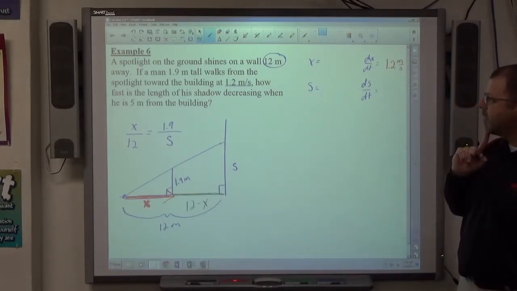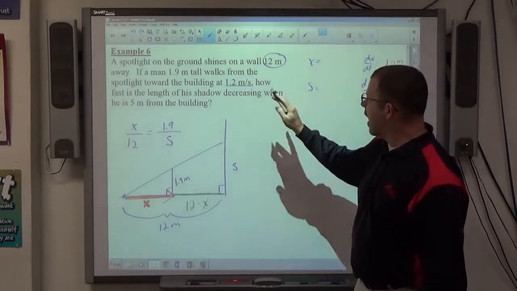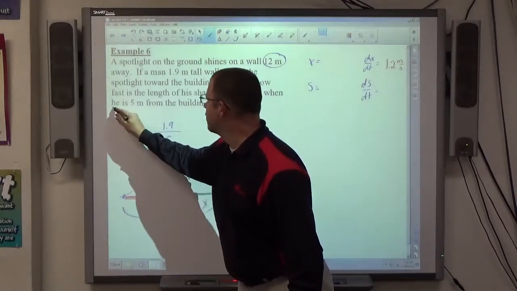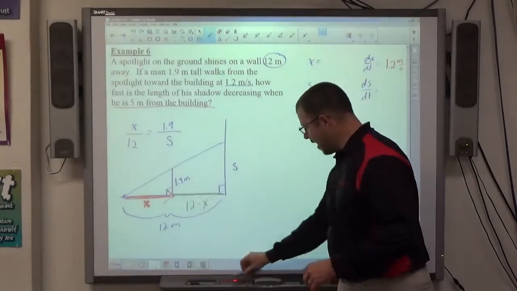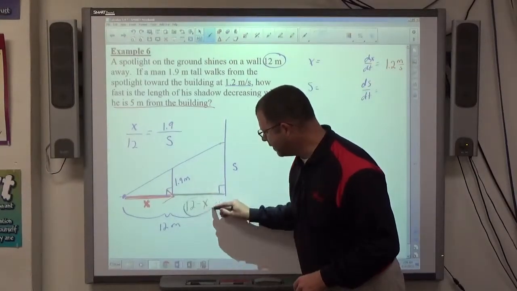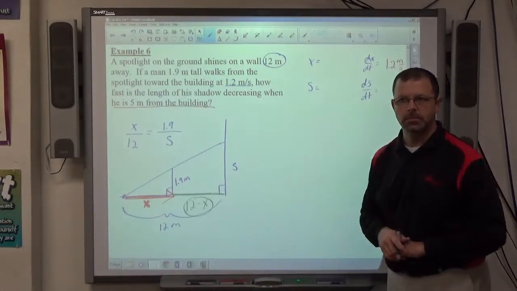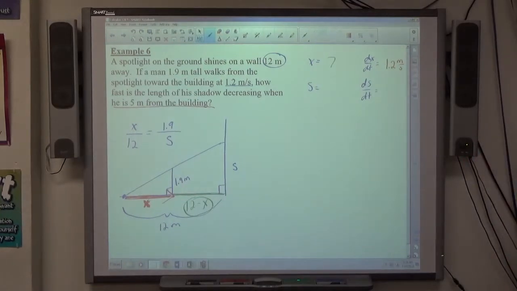All right? And the question asks us very specifically, how fast is his shadow decreasing? We're looking for ds over dt when he is 5 meters from the building. Okay, 5 meters from the building, that means that this right here is 5, right? So what does x equal? Very good, 7.